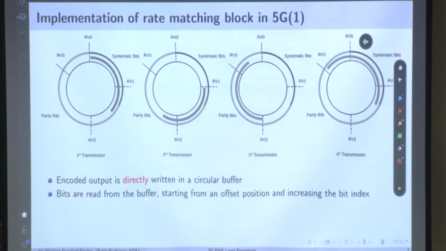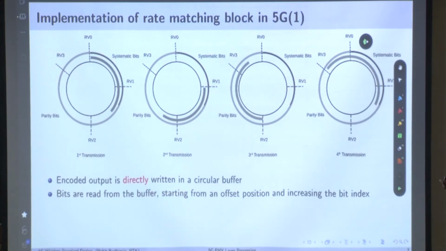Bits are read from the buffer starting from an offset position and increasing the bit index. So what is this bullet saying? You write all the bits the LDPC encoder has generated into this circular buffer. Sorry, not k, it will be n bits. K is the input, the LDPC encoder will generate n bits. N is 66 ZC. So the length of this buffer will be n.